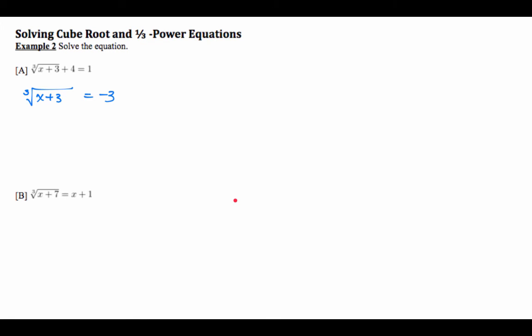All right, so how do I get rid of the cube root? If you said we cube both sides, you're absolutely correct. And on the left hand side, the cube root and the cube cancel, and on the right hand side, -3 cubed is -27. Moving it to the other side, the x is -30. And it's a good idea to plug it back in to see what's going on.